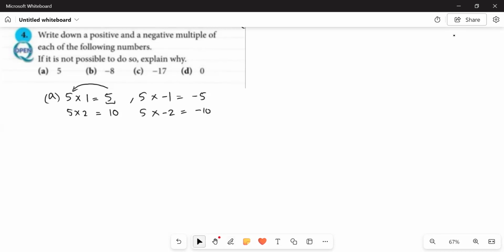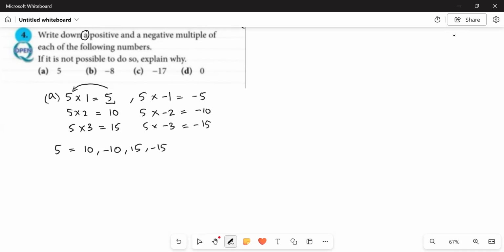So we have to write down a positive and a negative multiple of each of the following numbers. That is, one each, a positive and a negative multiple. Similarly, 5 multiplied by 3 is equal to 15 and 5 multiplied by minus 3 is equal to minus 15. So we could have both positive and negative multiples of 5. We could write the multiples of 5 as 10 and minus 10, or 15 and minus 15. So both could be its multiples.